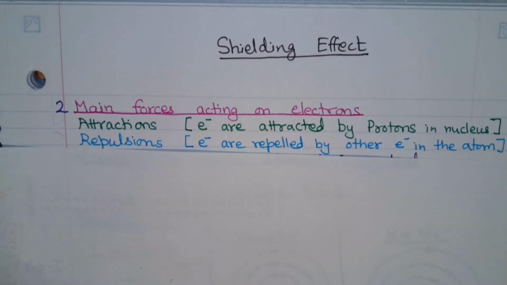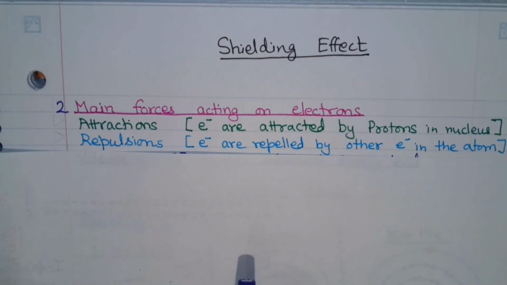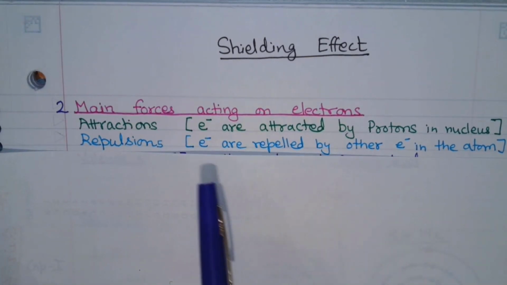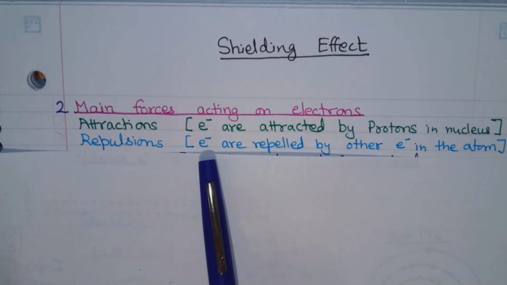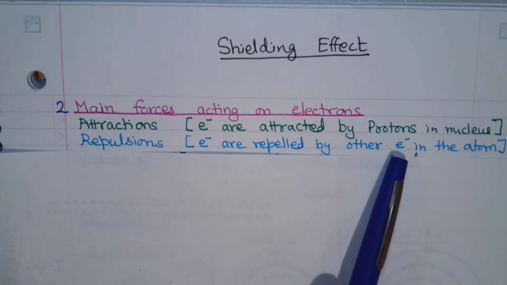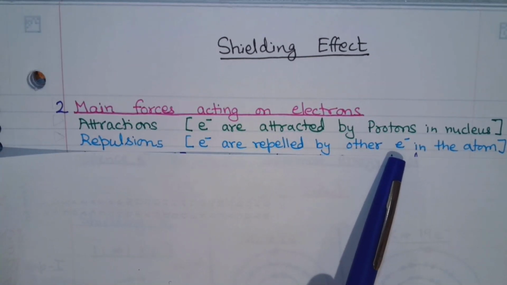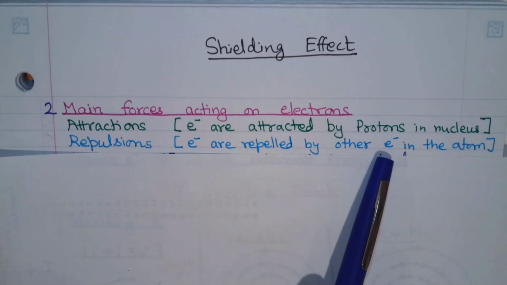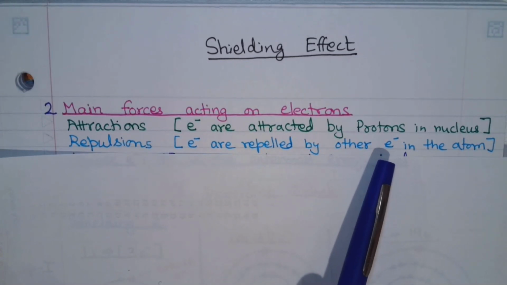The second type of force that occurs within an atom is repulsions. Repulsions are between the electrons. Electrons are repelled by other electrons in the atom because they both have negative charges. Like charges repel each other.